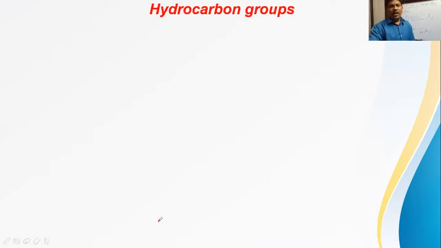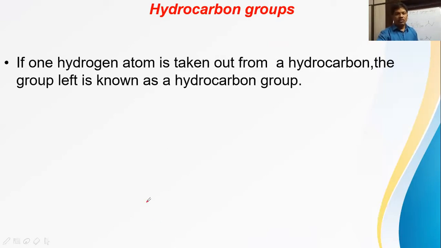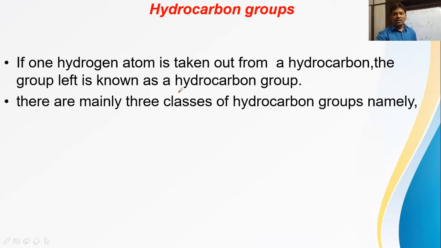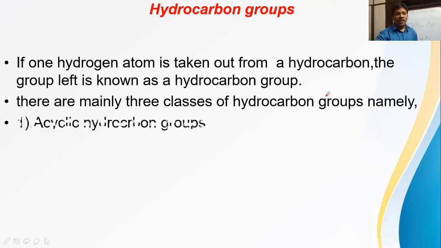And the next thing is hydrocarbon groups. Hydrocarbon groups indicate that from a hydrocarbon molecule, if you remove one hydrogen atom, we get a hydrocarbon group. If one hydrogen atom is taken out from a hydrocarbon molecule, the group left over is called what? Hydrocarbon group. There are mainly three classes of hydrocarbon groups, namely acyclic hydrocarbon group. Acyclic hydrocarbon groups indicate what? In the name itself, it is there clearly.